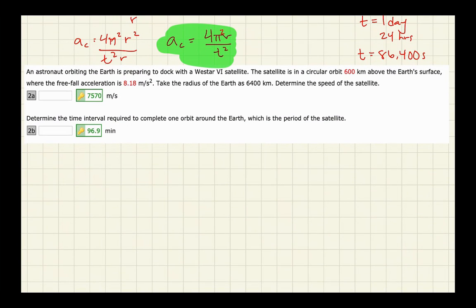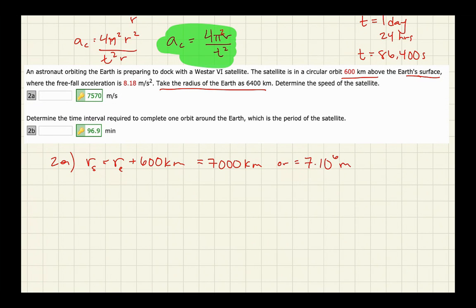Okay, for the second problem, 2a, we start with an astronaut orbiting Earth, preparing to dock at a satellite. The satellite is given a circular orbit of 600 kilometers above the Earth's surface. So this piece of information is partially telling me the distance to the center of the circle that the satellite's moving through. That's above the Earth's surface, though, so I must also include the radius of the Earth. So the radius of the satellite is going to be equal to the radius of the Earth plus 600 kilometers, which would be 7,000 kilometers, or 7 times 10 to the 6th meters. So that's my r value here.